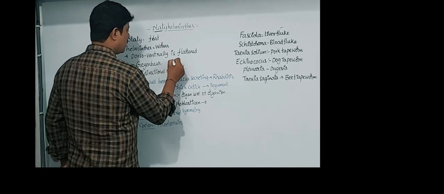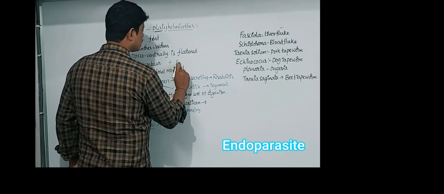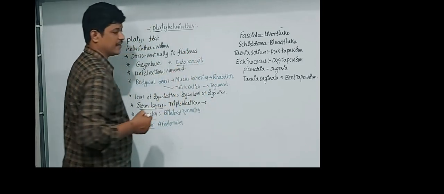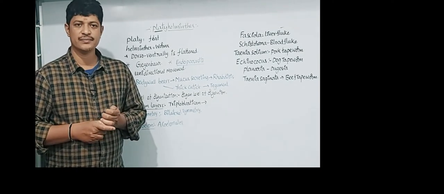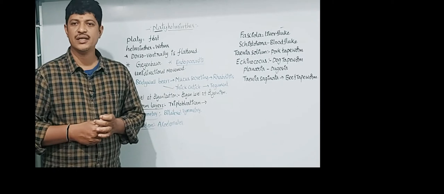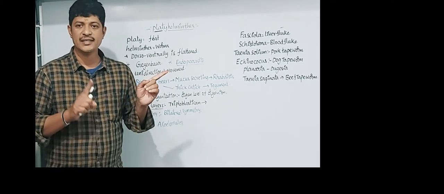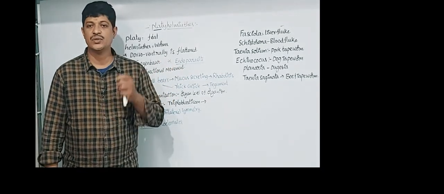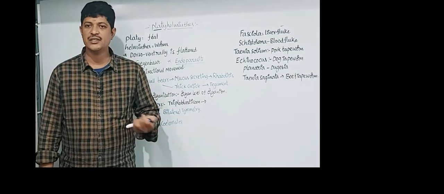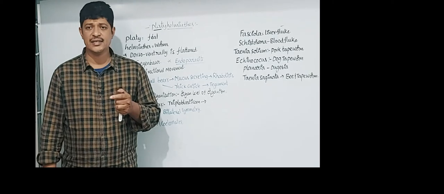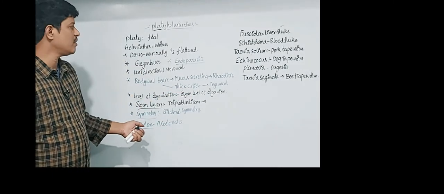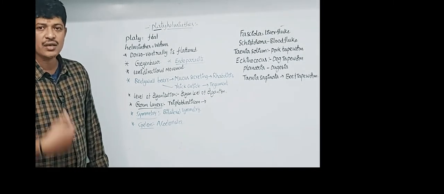Okay, and one more important point. All these animals are endoparasites. According to where these organisms are located, parasites are segregated into ectoparasites and endoparasites. Ecto means above, endo means inside. The parasites that live on the host's body are known as ectoparasites, and the parasites that live inside the body of the organism are known as endoparasites. All these Platyhelminthes animals are endoparasites.